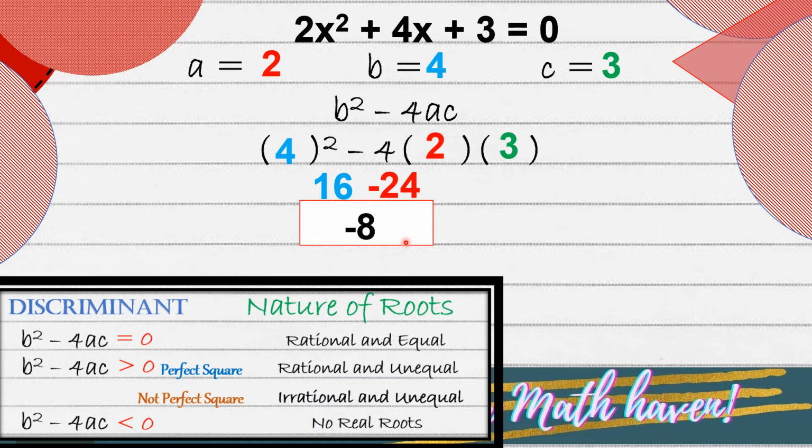Now, looking again at our summary, our discriminant is negative, so it belongs to lesser than 0. Therefore, our nature of the root is no real roots.